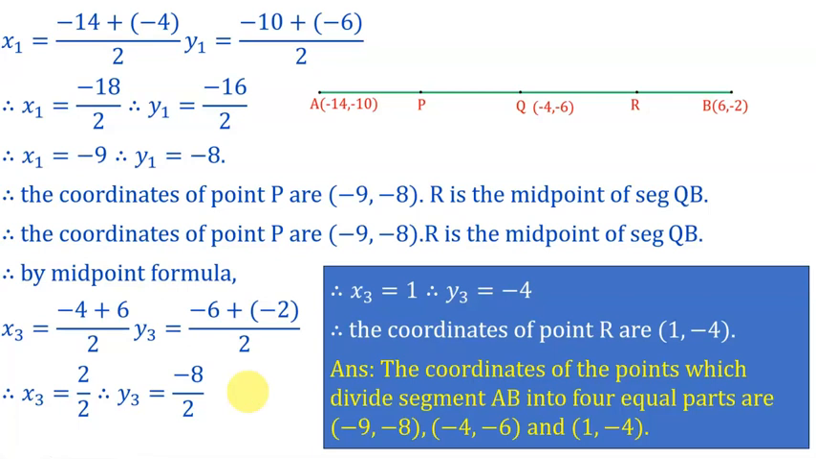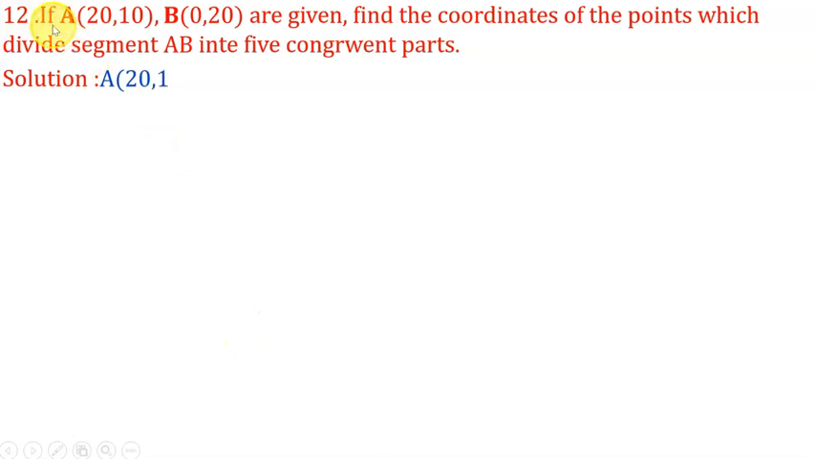Now next example. If the coordinates of the point A are 20, 10 and B is 0, 20, find the coordinates of the points which divide segment AB into 5 congruent parts. Okay, into 5 congruent parts. इथे 5 congruent parts consider केलेले.